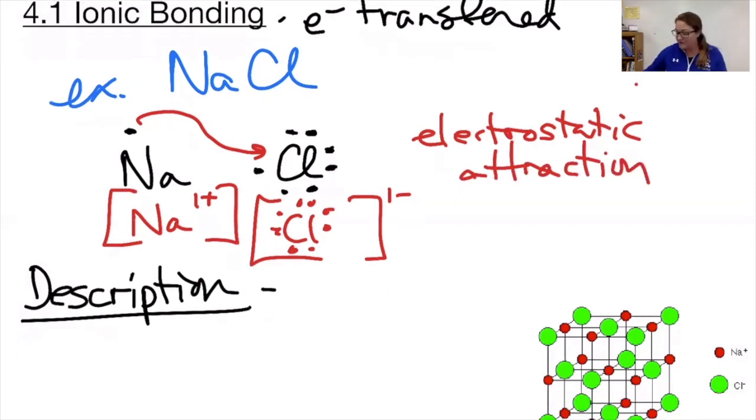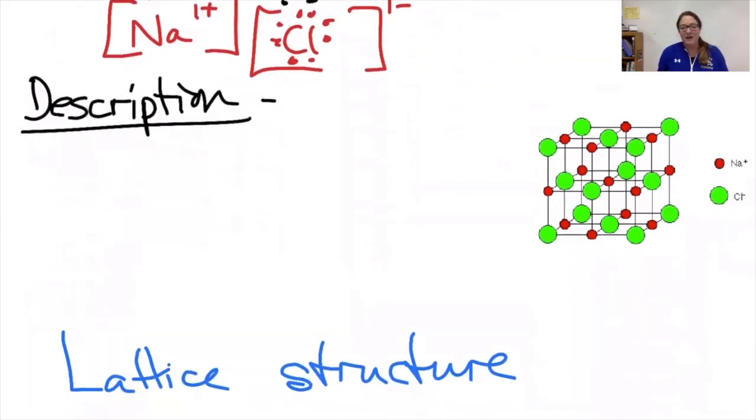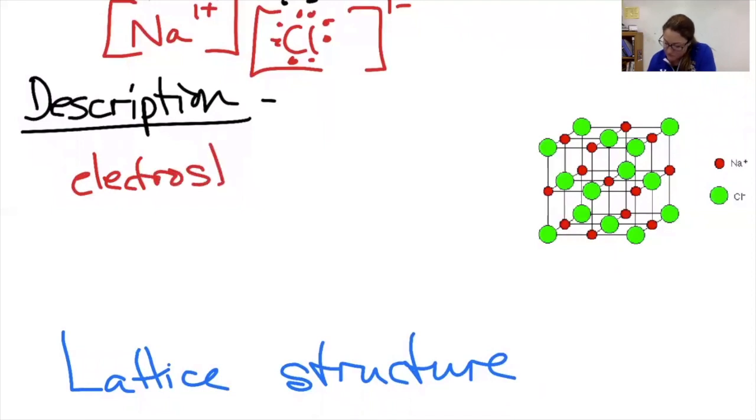If I were to ask you to describe the nature of ionic bonding, your description would be it's an electrostatic attraction between oppositely charged ions.